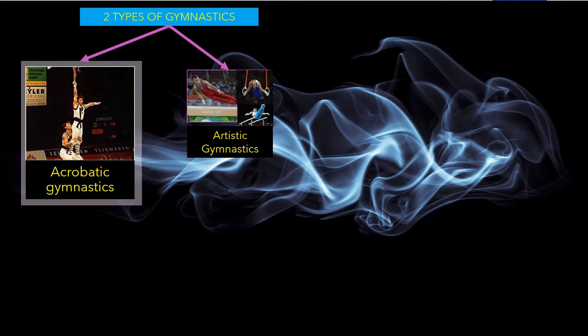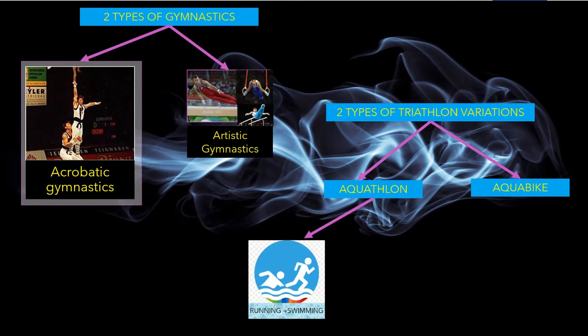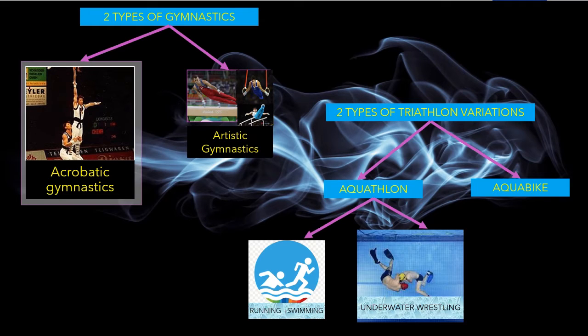In addition to it, two variations of triathlon. A triathlon is running, cycling, and swimming. First is aquabike, which is swimming and cycling, and the other one is aquathlon, which is swimming and running. Also remember the term aquathlon refers to underwater wrestling.